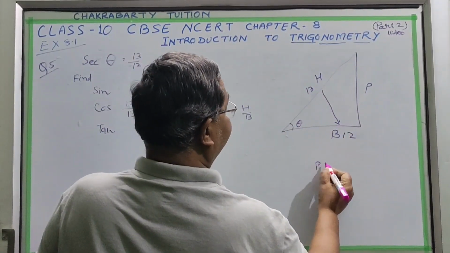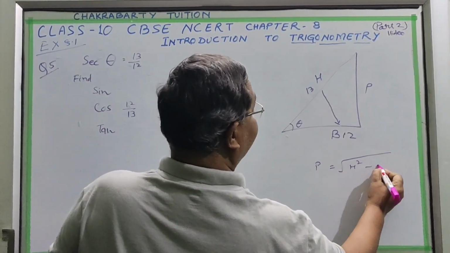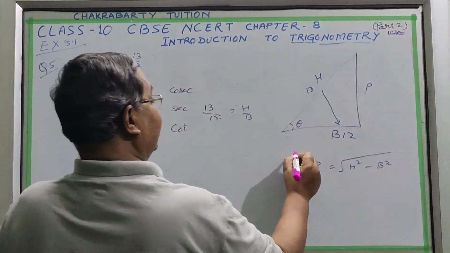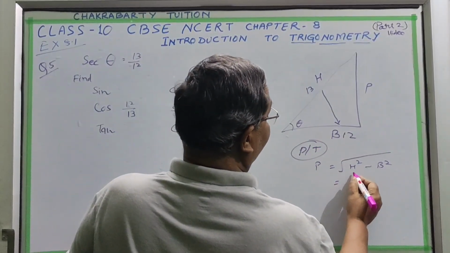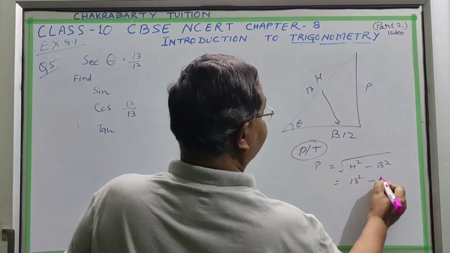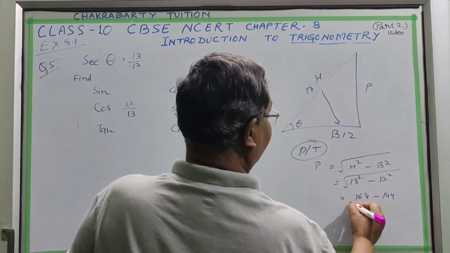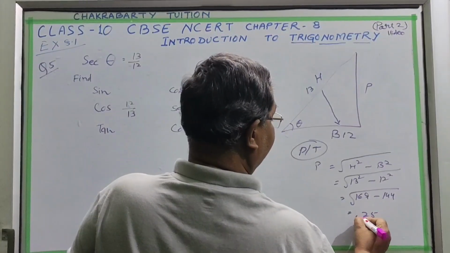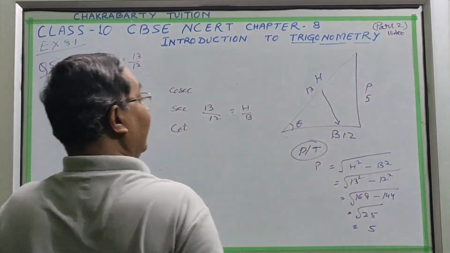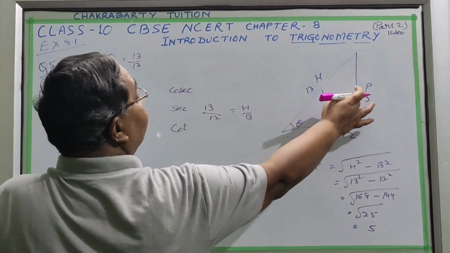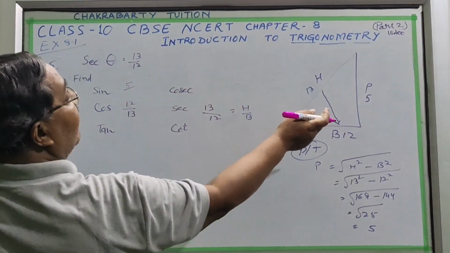So we will find the perpendicular. Perpendicular equals the square root of hypotenuse squared minus base squared, using the Pythagoras theorem. So 13 squared minus 12 squared is 169 minus 144, which is 25. Under root is 5, so the perpendicular is coming as 5. Now sine is P upon H, which means 5 upon 13.